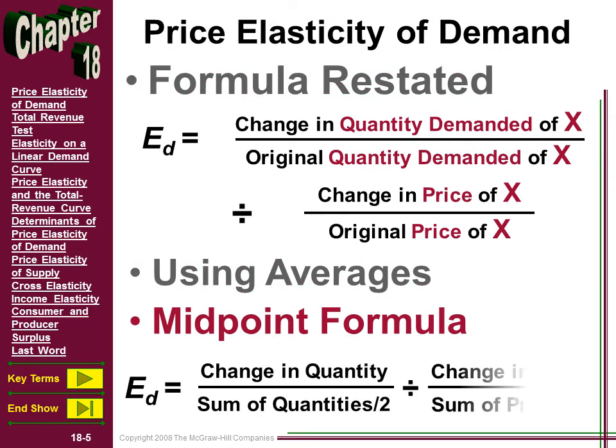Now here is the midpoint formula in its longest sense, right? You take the change in quantity over the sum of the two quantities divided by 2, all over top of the change in price over top of the sum of prices divided by 2. Now that's a very lengthy and wordy formula.